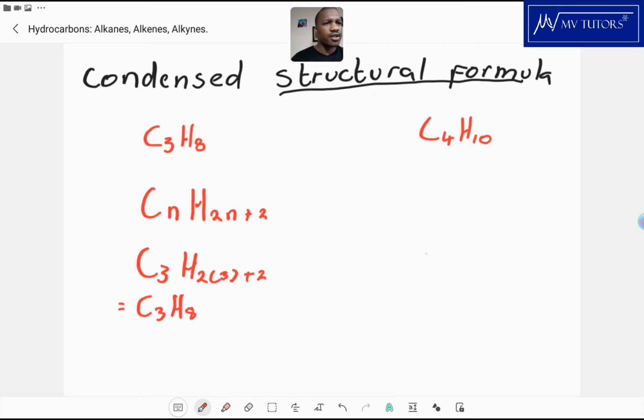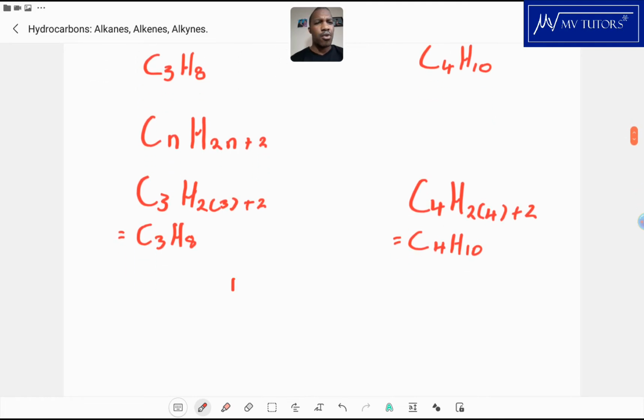It also works this side. You've got 4, and then H, you've got 2 times 4 plus 2. So you've got C4H, 2 times 4 gives you 8, plus 2, that's 10. Okay, so you've got 2 ways of writing the molecular formula.